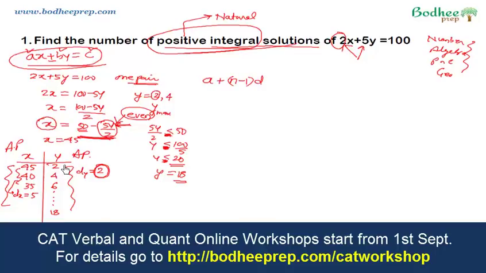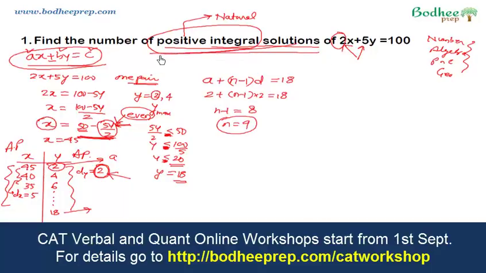Now here we can see that 2 is the first term, that is a, the common difference d is 2, and the last term is 18. So this can be equated to 18. If I substitute the values, it will be 2 plus (n minus 1) into 2 is equal to 18, or we can say that n minus 1 would be 8, and the corresponding value of n is 9. That means there are 9 pairs of positive integers x and y which will satisfy this particular equation.